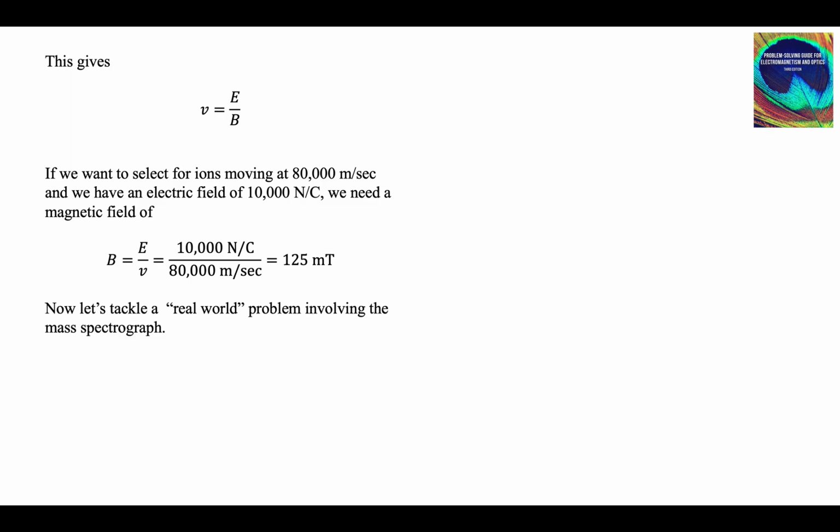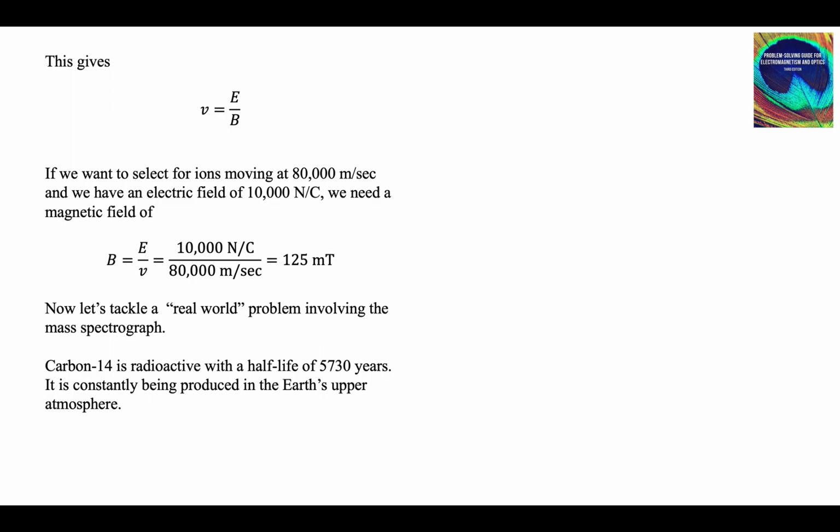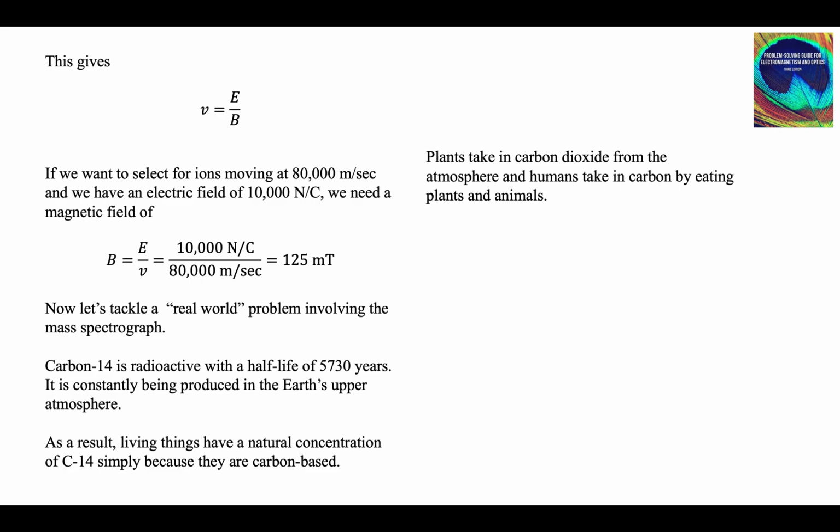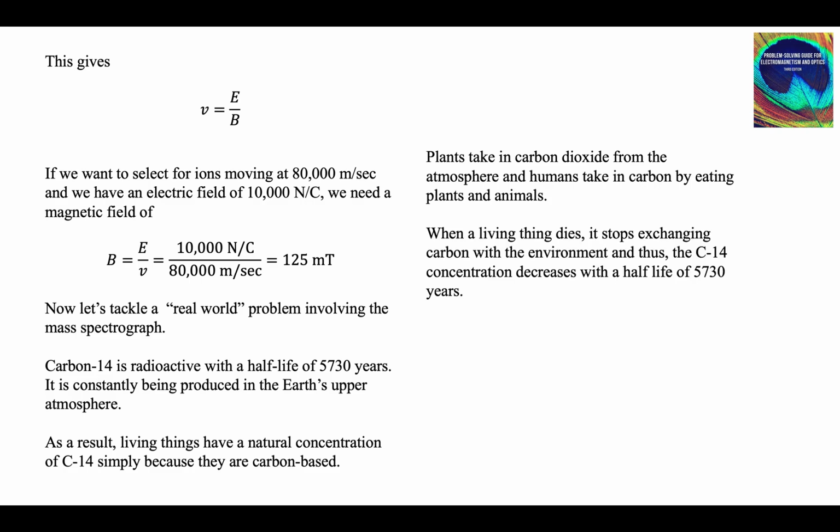So now let's do a real-world problem involving a mass spectrograph. Carbon-14 is radioactive. It's got a half-life of 5,730 years. It's constantly being produced in the Earth's upper atmosphere. So there's this sort of equilibrium amount of carbon-14 in our body. It's about 1 part in a trillion. Living things have a natural concentration of carbon-14 because we are carbon-based. Plants take in carbon dioxide from the atmosphere, so they get carbon-14 from the atmosphere. Humans take in carbon by eating plants and animals. So there's this equilibrium of carbon-14 in our body.